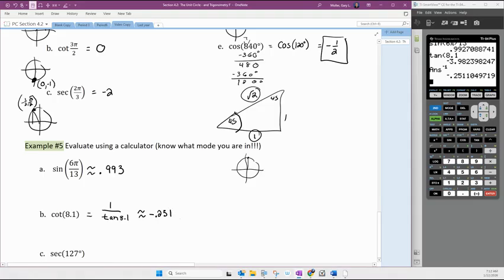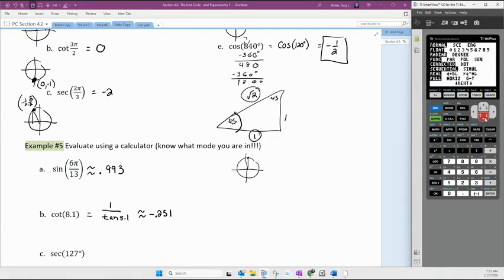And then we have to notice the next question is in degrees. So it's easy to switch. Mode, and then down to degrees.